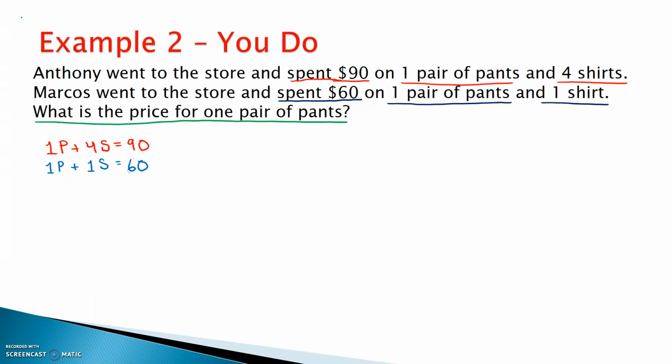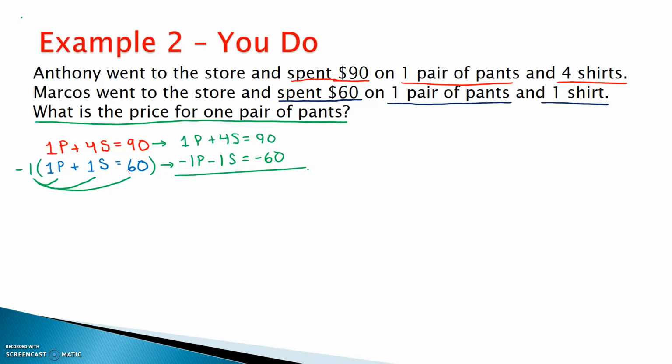So let me pick green. Which variable do I want to cancel out? I'm going to go ahead, let's go with the p's, why not? So if this is a positive 1p, this better be a negative 1p. Let me go ahead and distribute to everything by a negative 1. Negative 1 times 1 is negative 1p. Negative 1 times 1s is negative 1s. And negative 1 times 60 is negative 60. The top one, again, does not change. Still 1p plus 4 shirts for a grand total of 90.